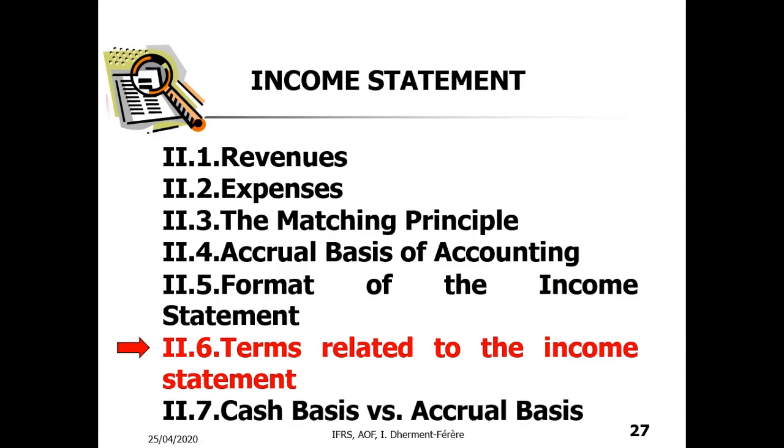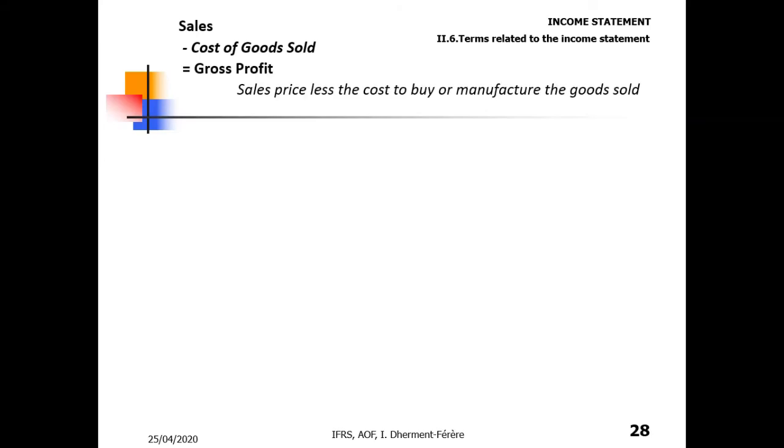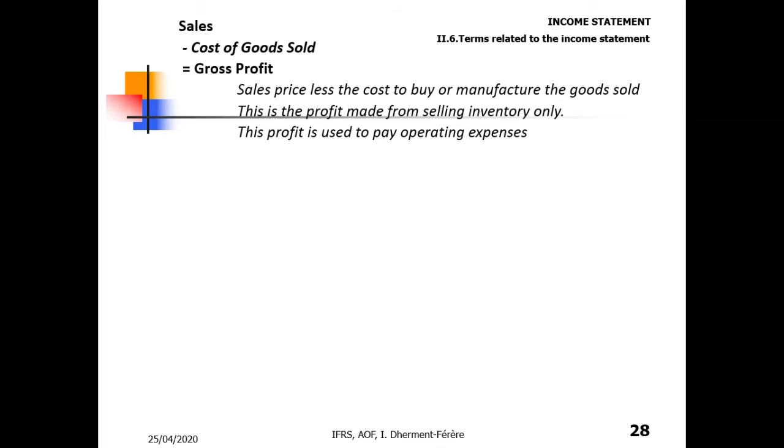The next point deals with terms related to the income statement. We will explain each term of the income statement: sales, cost of goods sold, gross profit. It's the sales price less the cost to buy or manufacture the goods sold. This is the profit made from selling inventory only. This profit is used to pay operating expenses.